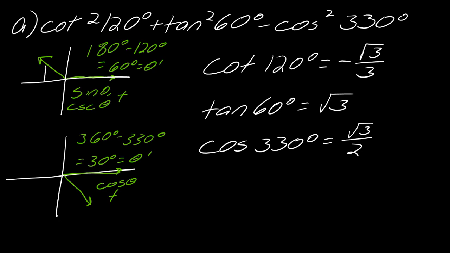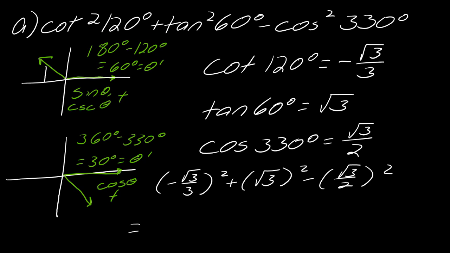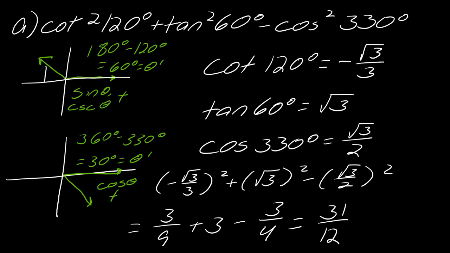Okay. So now we're almost there, right? So now I've got to evaluate all of this, fun times. So I'll just plug these values in. So I've got negative square root of 3 over 3 squared plus square root of 3 squared minus square root of 3 over 2 squared. So then that's going to equal 3 over 9 plus 3 minus 3 over 4. And so that's going to come out to 31 over 12.